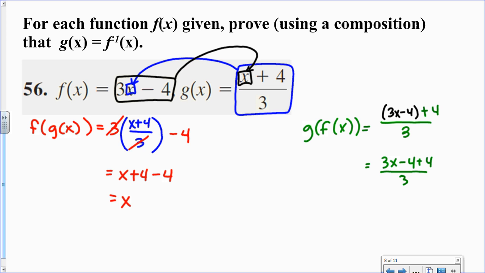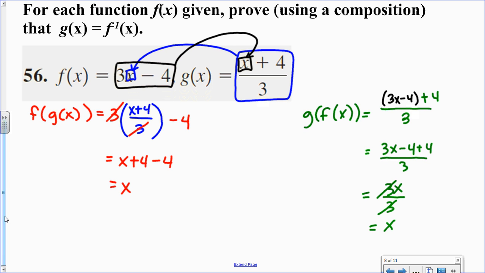Okay, and now I have like terms to combine, so negative 4 and positive 4 is 0, leaving me with just 3x on top over 3. And now you can cancel the 3's. Okay, so since both compositions simplify to x, I can say that g of x equals the inverse of f of x. So this was the word, this is my answer.